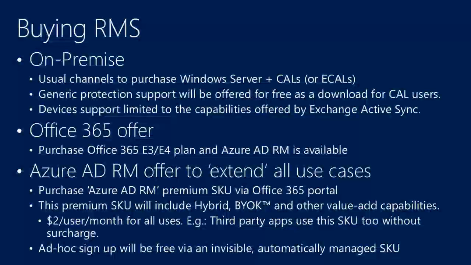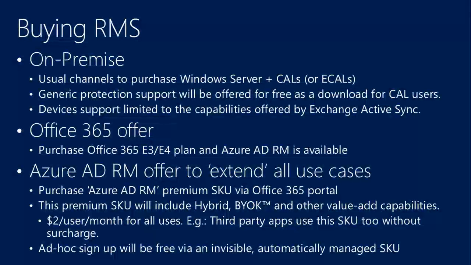Next is, let's just say you're not using all the capabilities, or you want to use a connector. If you're using the connector, you can purchase the Azure ADRM premium SKU via the Office portal. That's a standalone SKU that you can then use with your Exchange on-prem, SharePoint on-prem, or any of your Office clients to work against AADRM. Basically, the SKU includes all the capabilities that we've talked about today, including hybrid, BYOK, and other value-add capabilities that we'll be adding more of in time. This is basically $2 a month for all uses, and third parties can use this SKU too without a surcharge.